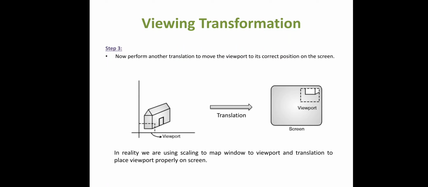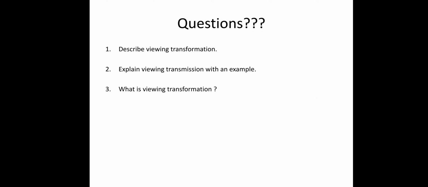So in reality, we use scaling to map the window to the viewport, and translation to place the viewport properly on the screen. Scaling is to match the coordinates of the window to the viewport, and translation is to show that particular part properly on the screen. So here are the questions on that topic: describe viewing transformation, or explain viewing transformation with an example, or what is viewing transformation.